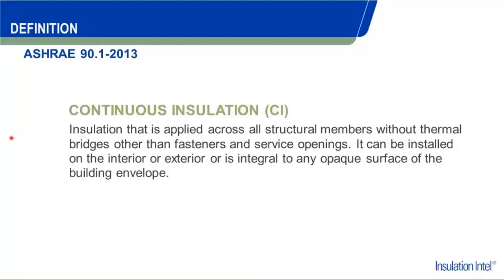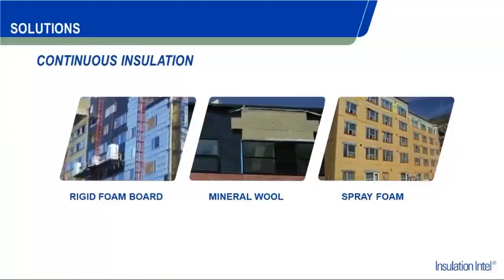According to ASHRAE 90.1, the continuous insulation definition is insulation applied across all structural members without thermal bridges other than fasteners and service openings. Now, the insulation can be installed on the interior or exterior, or as an integral part of an opaque surface of the building envelope. Continuous insulation comes in a number of different forms: rigid boards, mineral wool, spray foam applications, and each one of these has different characteristics, which we'll review here in just a bit.